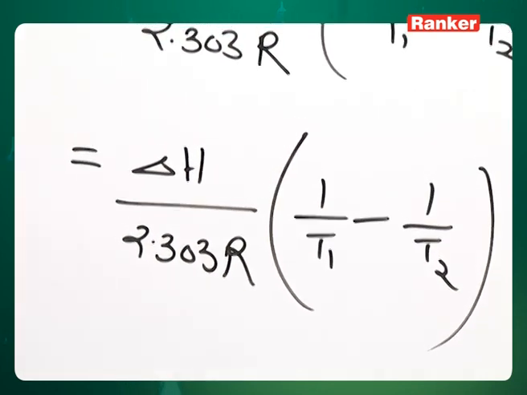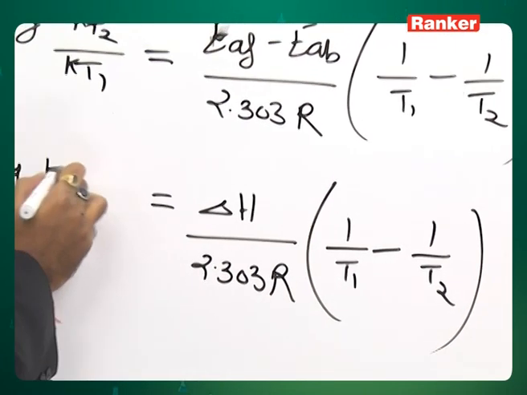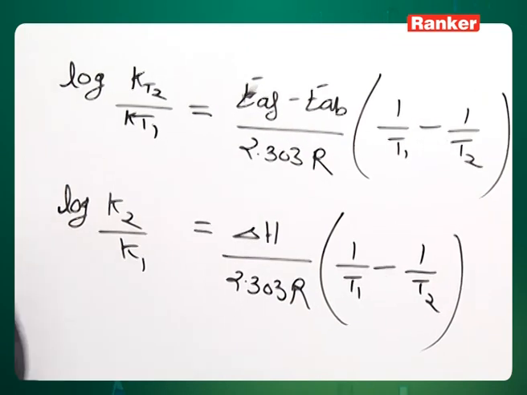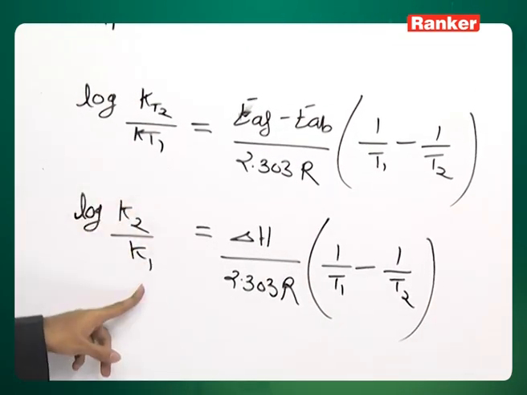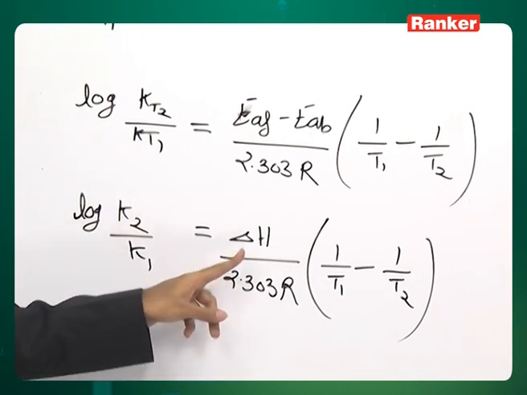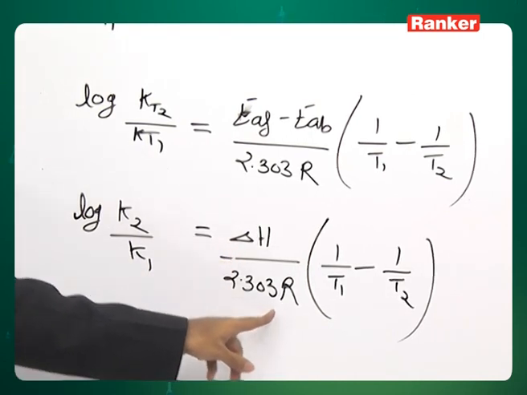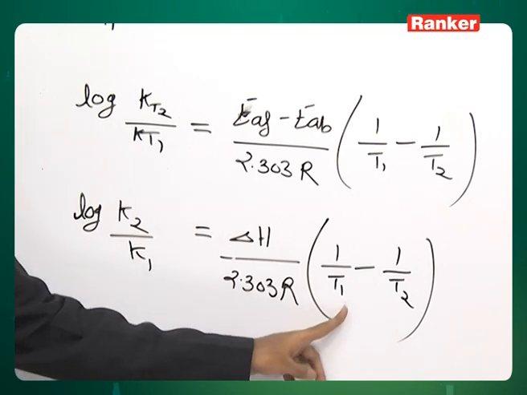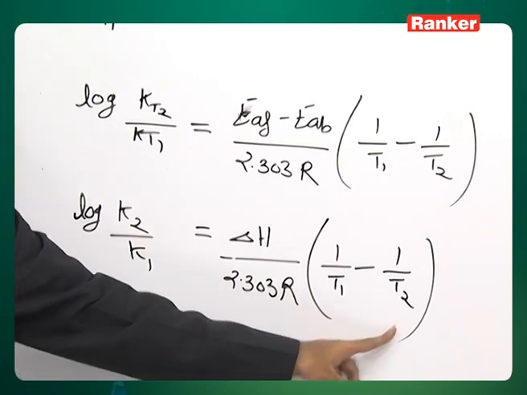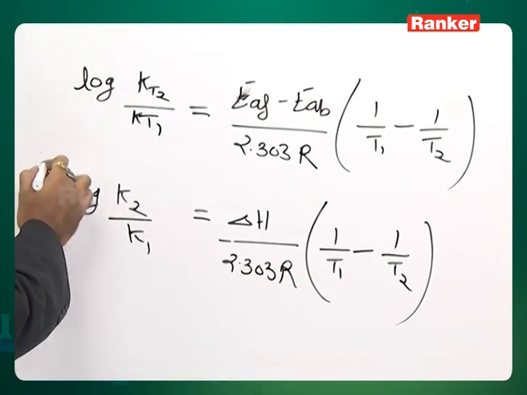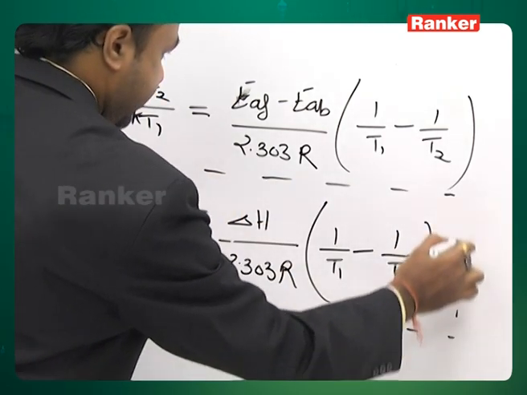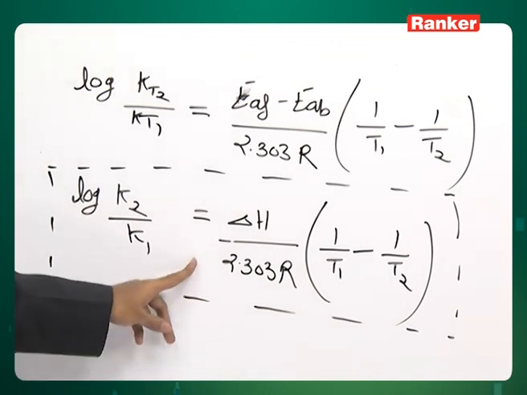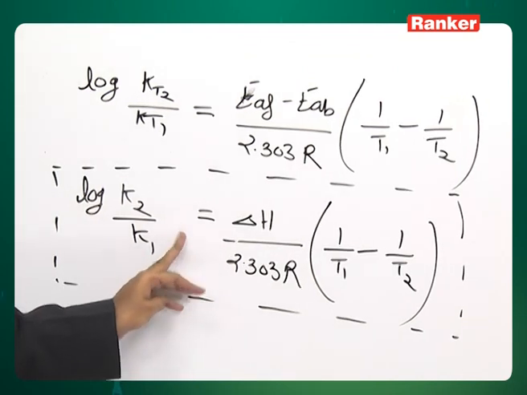This is how we get equilibrium constants. K2 is at temperature T2, K1 is at temperature T1 here. Delta H is enthalpy of the reaction, R is gas constant, T1 is temperature T1, T2 is temperature T2. This is the final formula which we get in this case here. Now see how the equilibrium constant changes.